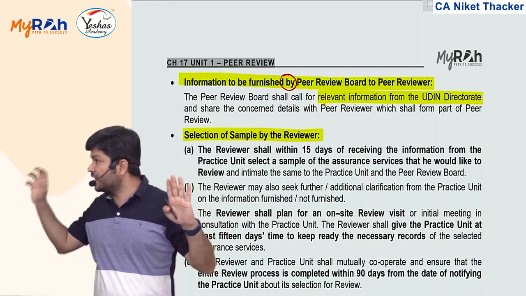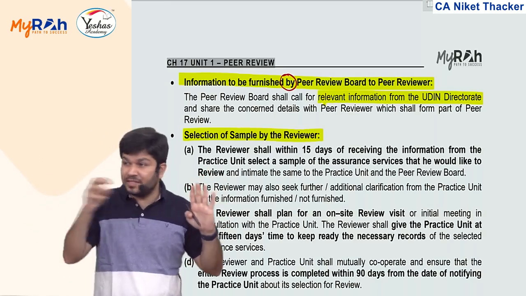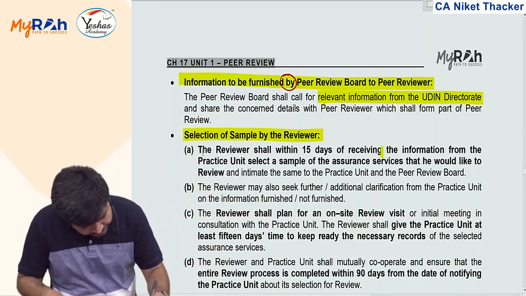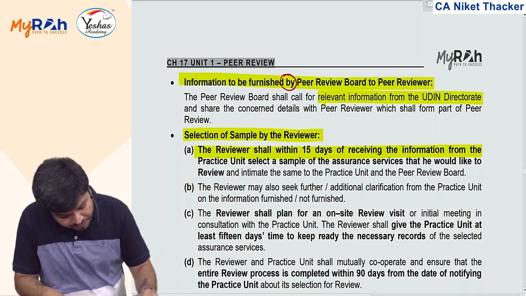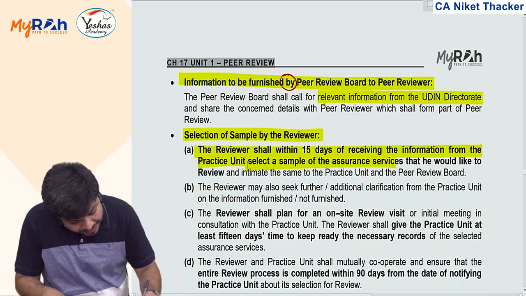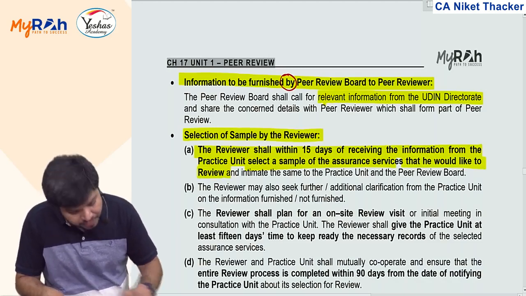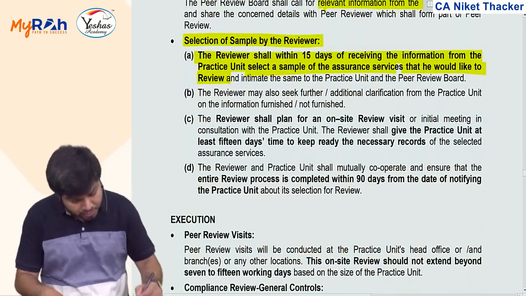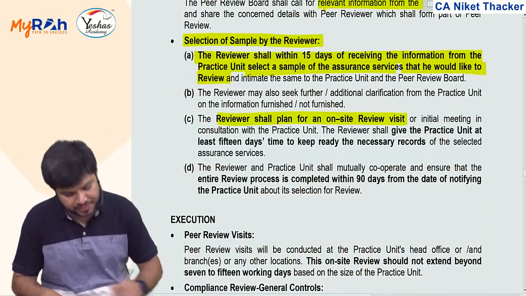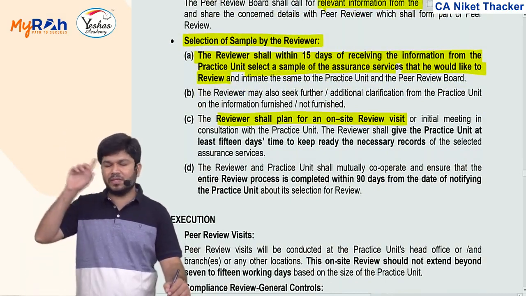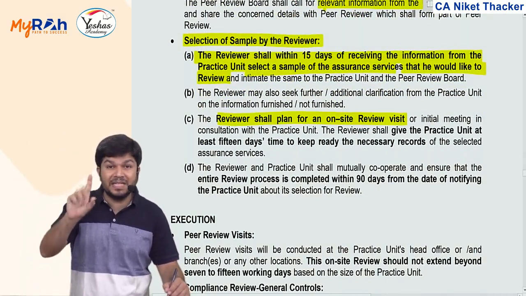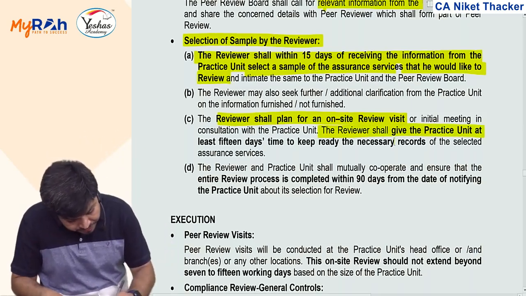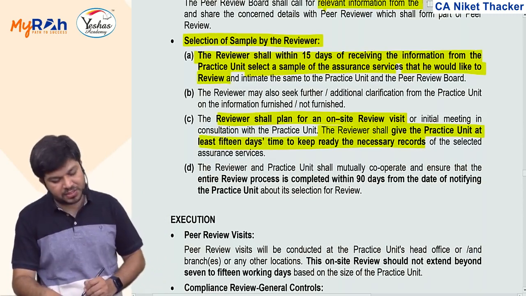Once reviewer receives all that data, within 15 days, reviewer has to select a sample. Okay, I'll come and check these 3 files, I'll come and check these 5 files. The reviewer, within 15 days of receiving information from PU, selects the sample that he would like to review, and also plans an on-site visit. I'll come after this many days. Minimum 15 days time should be given to keep the documents ready. The reviewer shall give 15 days time to PU to keep the things ready.